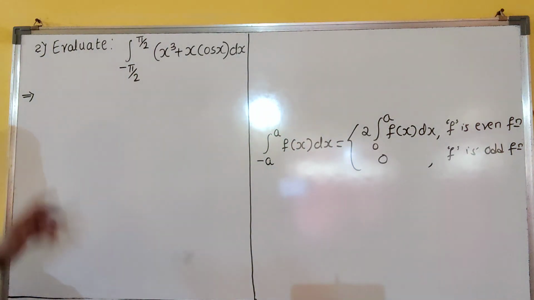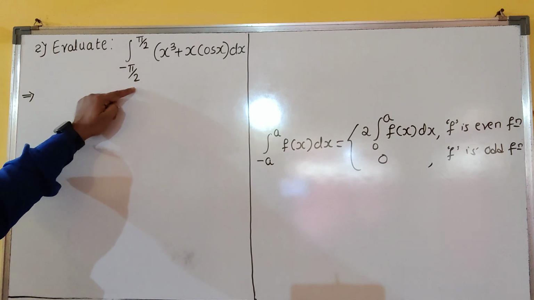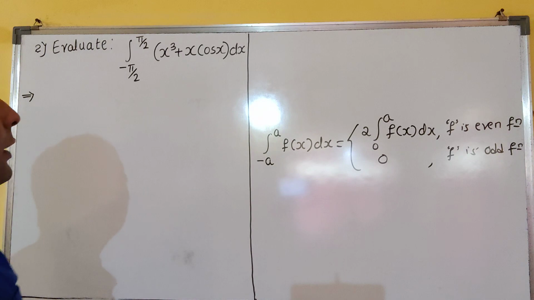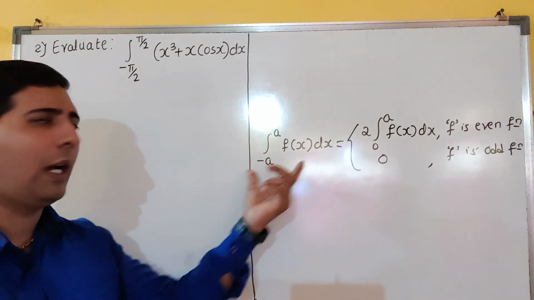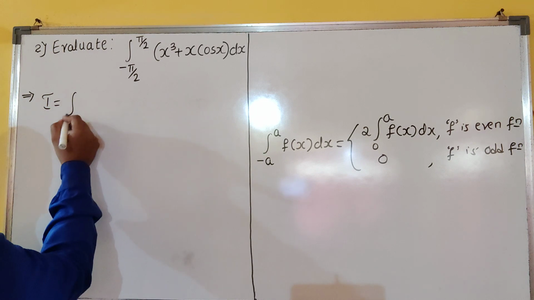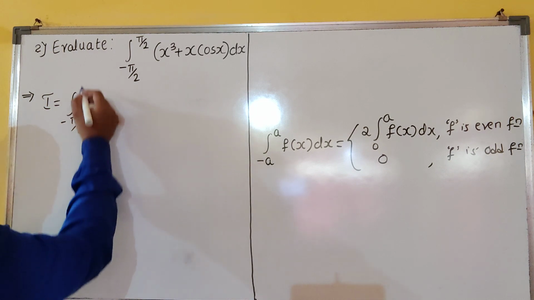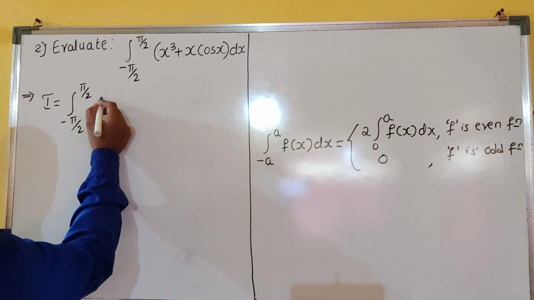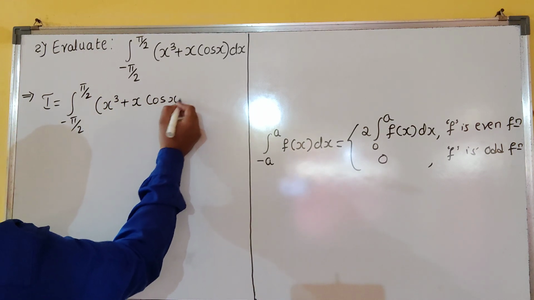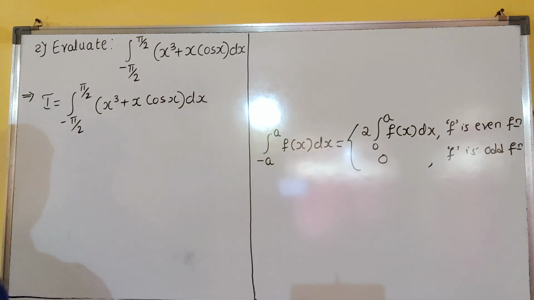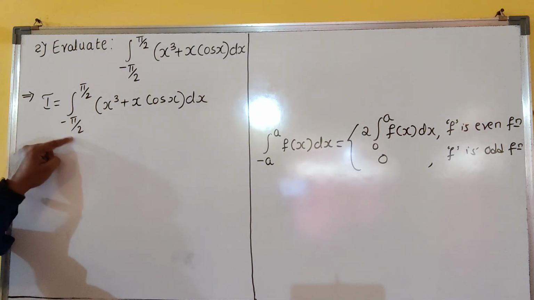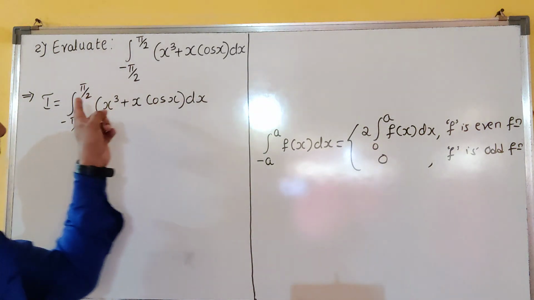Question number 2. Evaluate the integration from minus pi by 2 to pi by 2 of x cube plus x into cos x dx. So again it is also looking like the same. First we will give the name for this. Last time we have not given the name, so we will give, otherwise you will again ask me where I is. So I is equal to this. Compare now: minus a to a, a is nothing but pi by 2.